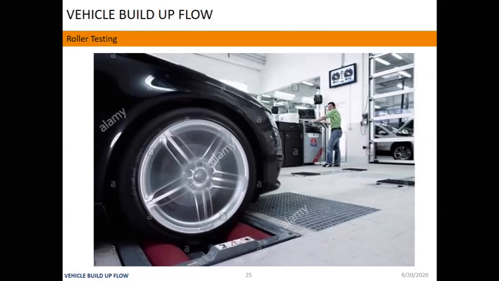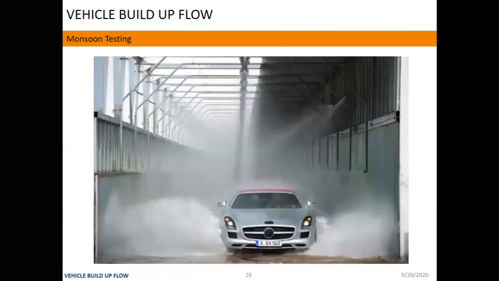Then the next test is the monsoon test. They make the car pass through water jets to check whether, in the rainy season or with any high speed jet, there is any leakage in the car. In that case your seal should be perfect. Seal design should be perfect. If it fails, definitely there will be leakage.